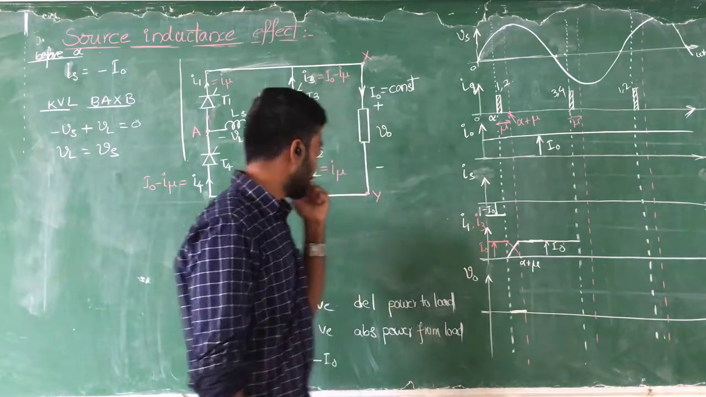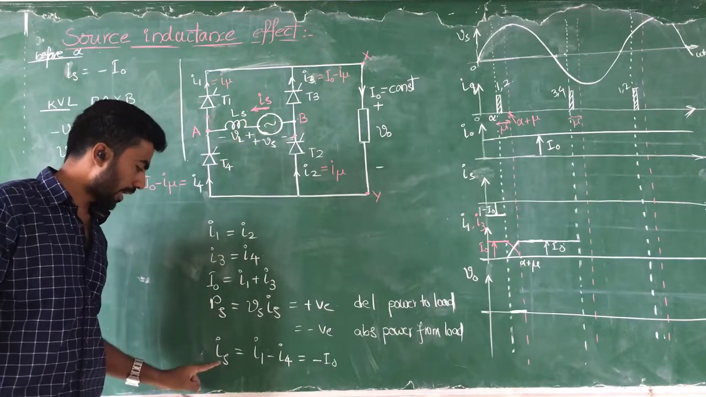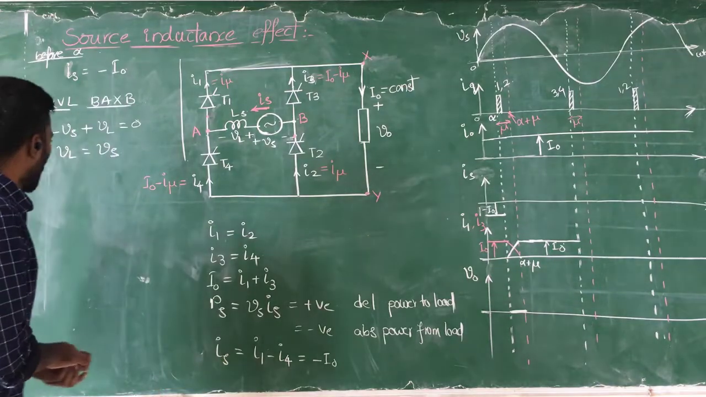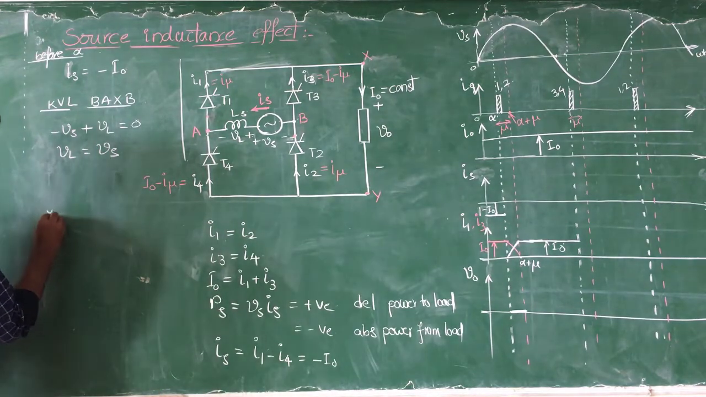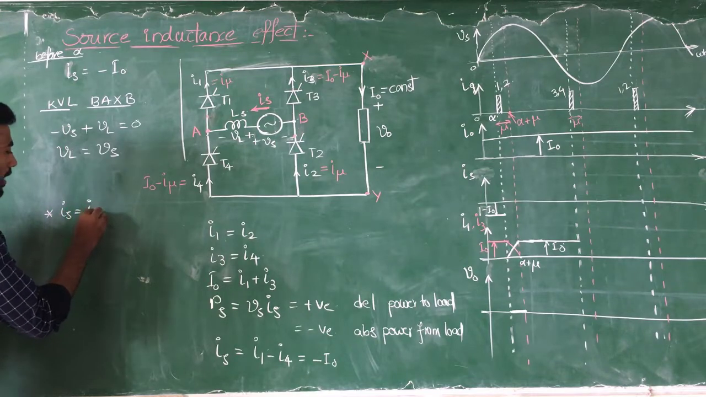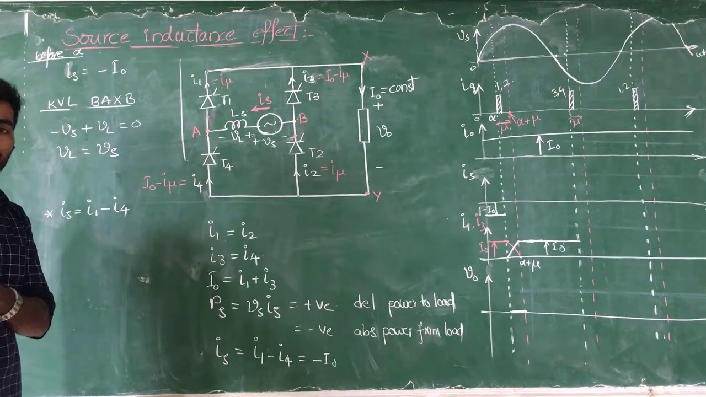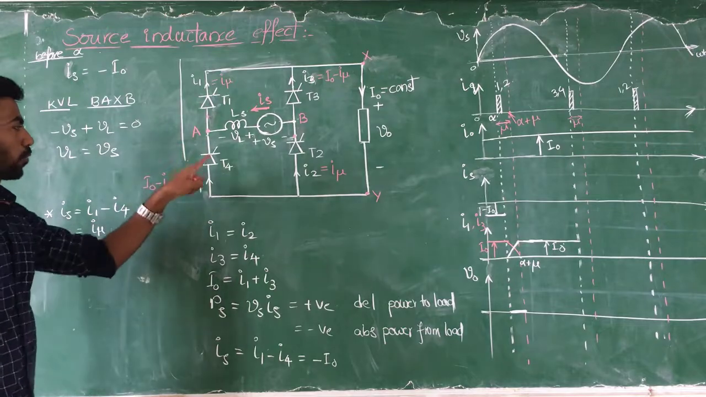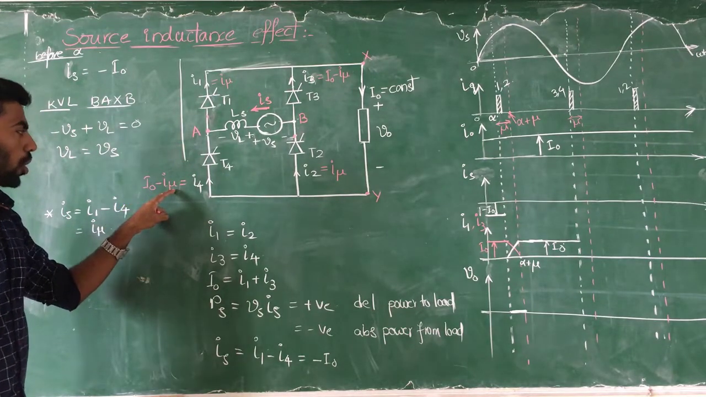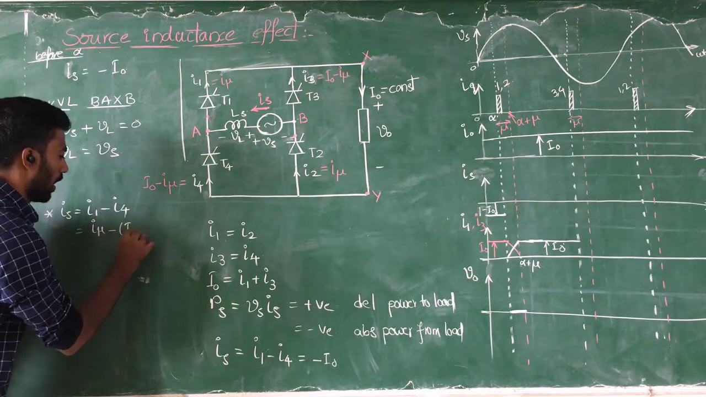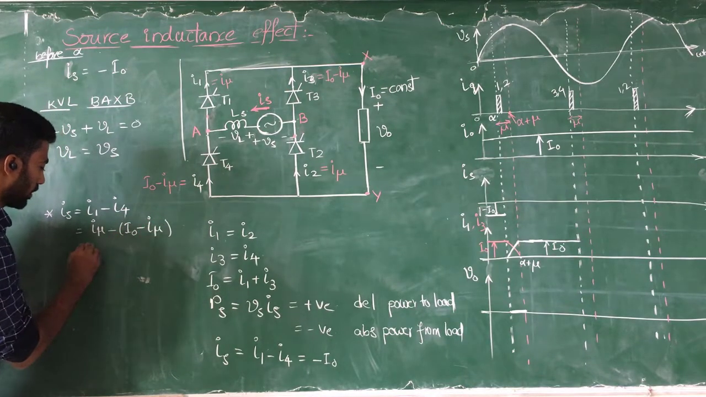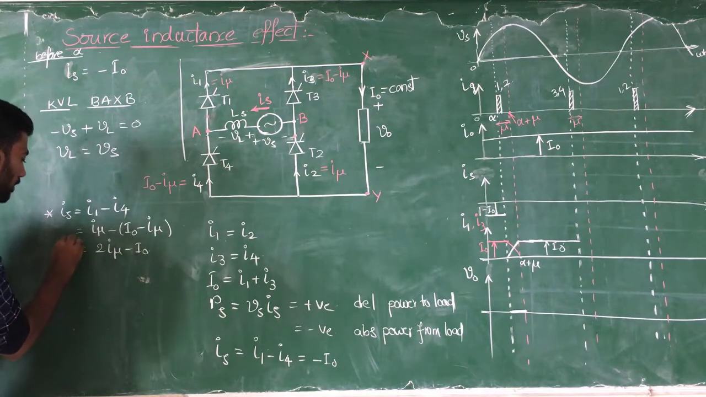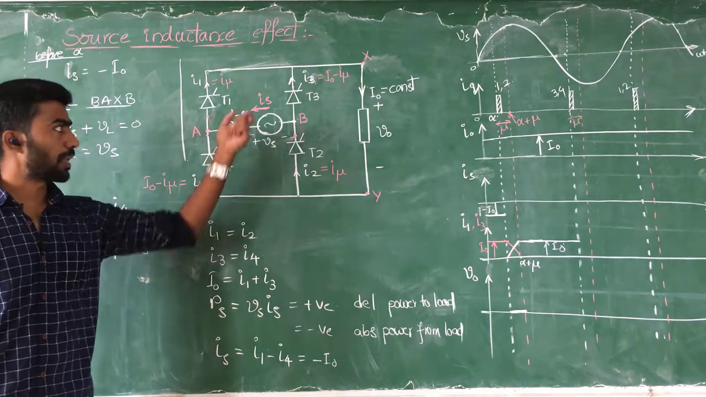Now what is this IS current magnitude? IS current magnitude is I1 minus I4, right? So let me write that one also. IS is equal to I1 minus I4. Clear? What is I1 value? I1 is I. And what is I4 value? I naught minus IU. So this is nothing but 2 IU minus I naught. This is the IS current, the supply current.